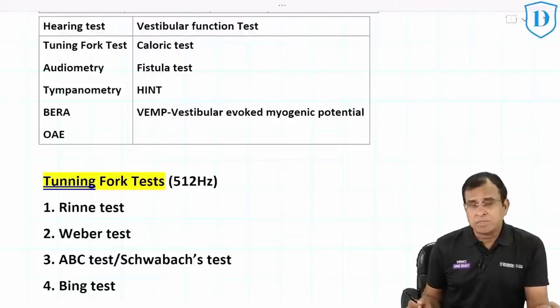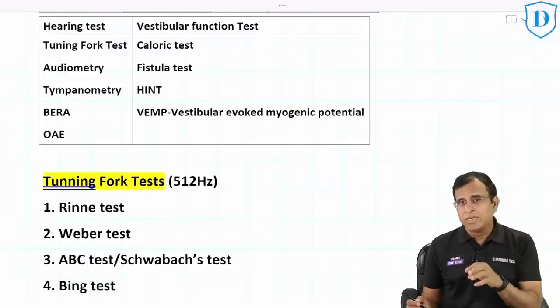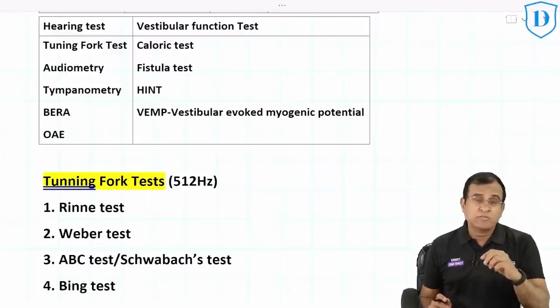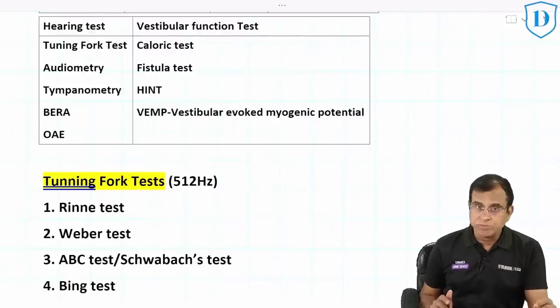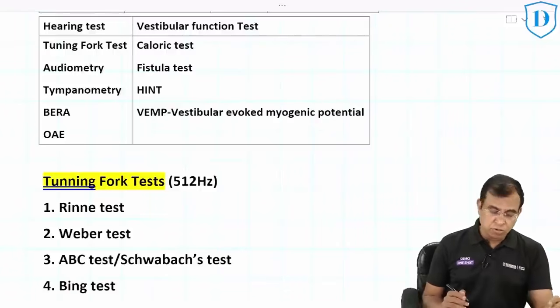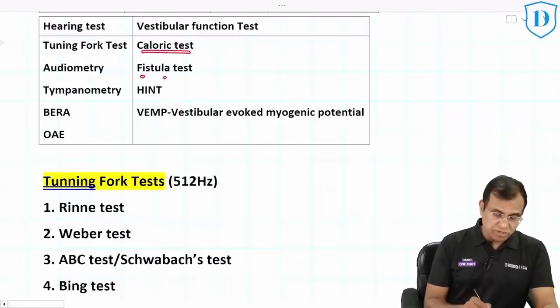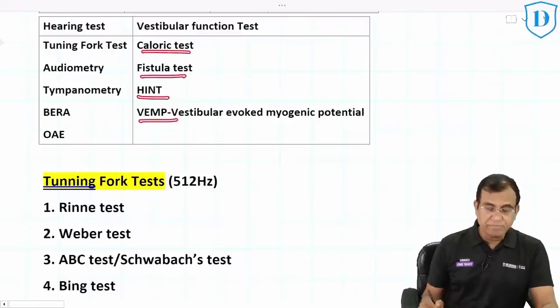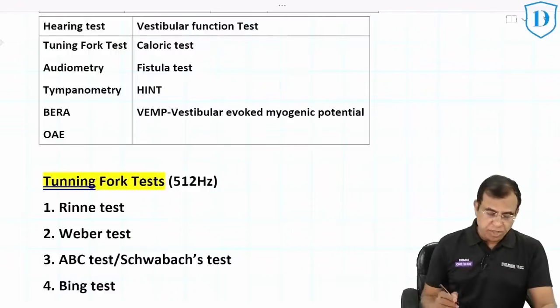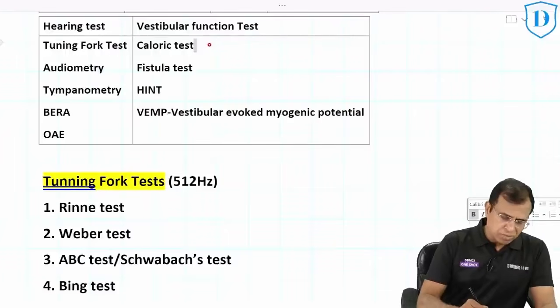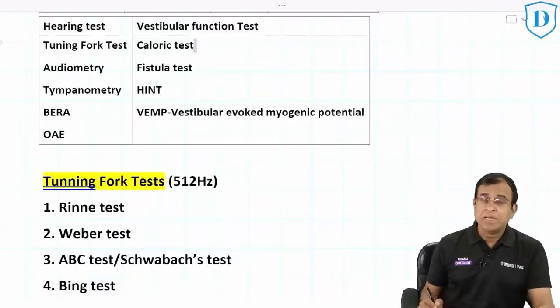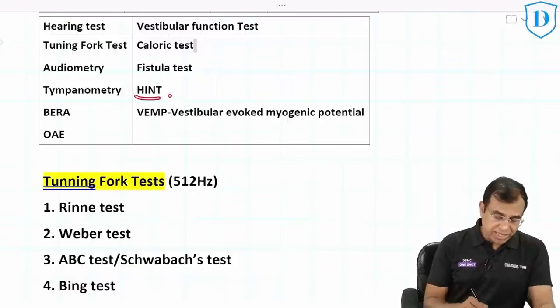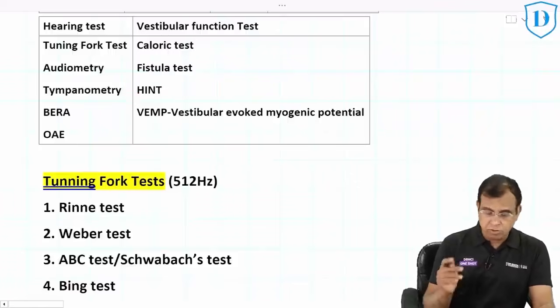Because of the type of question that sometimes they ask you, they'll give you a few difficult names and ask which of the following is a vestibular function test. So unless you know these names, you might not be able to pick such questions. I've not given you all the names, but the 4 most important names: caloric test, fistula test, HINTS test, and VEMP, vestibular evoked myogenic potential. Out of the 4 vestibular function tests, from the exam point of view, caloric test is the only important test where they have been asking questions ever since this exam started, but last year there was a question on the HINTS test. We'll discuss that question also.